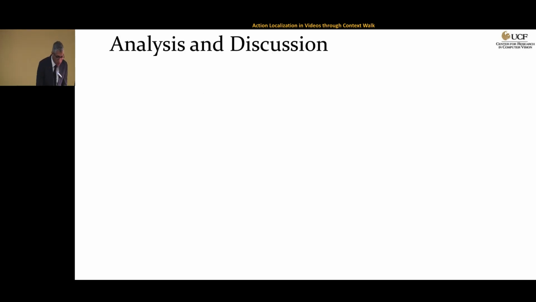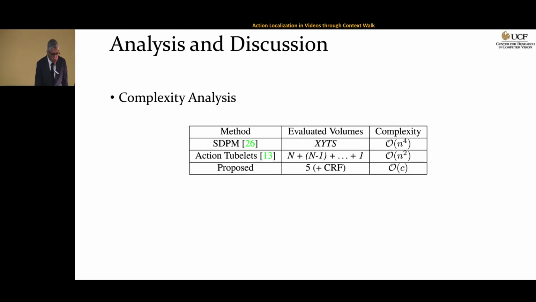Now, we would like to perform some sort of analysis, so we propose an efficient localization approach. Looking at the state-of-the-art, there are two approaches. First is the SDPM, which is a spatial-temporal deformable part model. In testing video, it searches everywhere. So it looks at all possible locations, X and Y, in a frame, as well as time. And lastly, multiple scales, because an action could be of varying length and varying size.